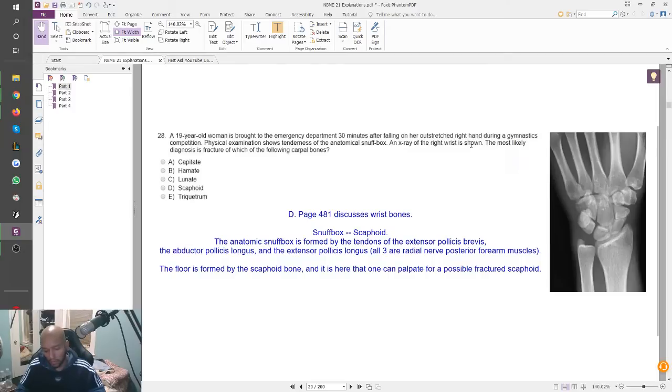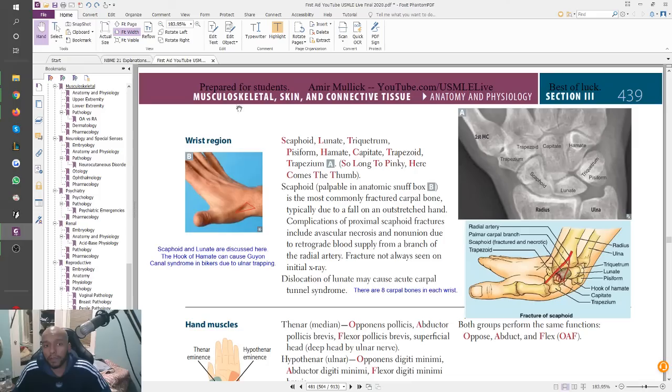Sorry, guys. All right. So, physical exam shows tenderness in the anatomical snuff box, and this snuff box part was kind of the giveaway for what's wrong with this patient, right? So you have the snuff box right here, which is what they're showing you. That's your radial side, right, the thumb side.